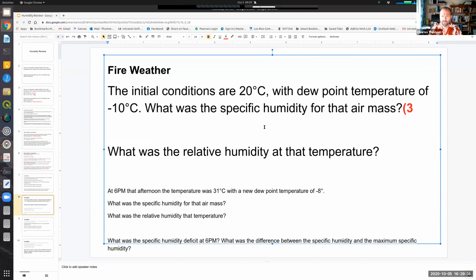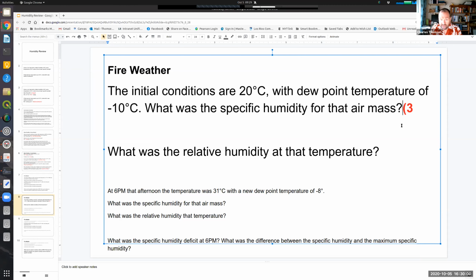Are we still looking at that chart? Yeah. So what's the dew point temperature? -10? The dew point temperature is -10. So what's the specific humidity? 1.8. Yeah. Perfect. Nicole, you good? Yeah. Excellent.